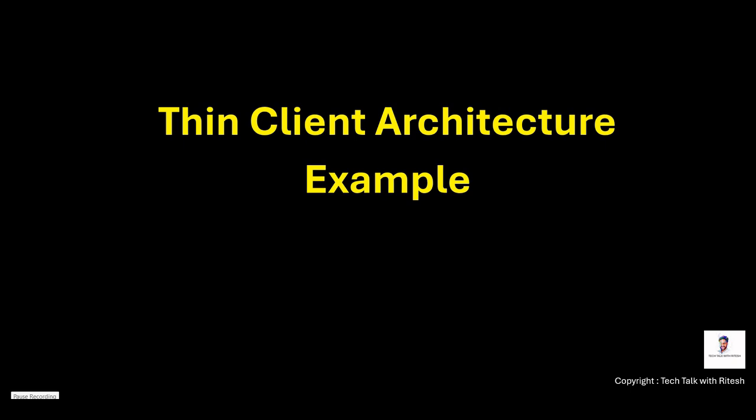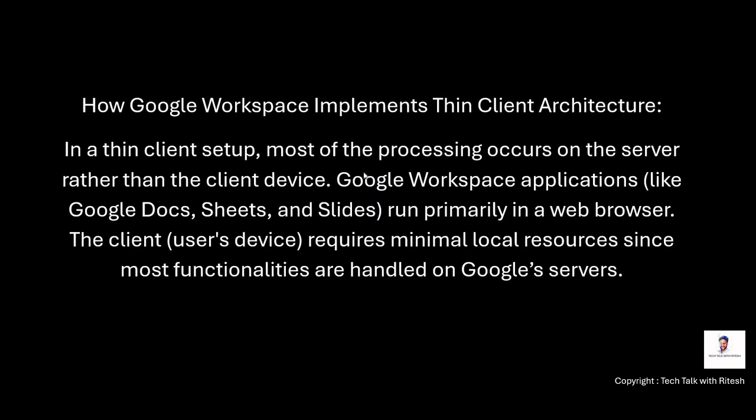Now let's understand thin client architecture with one example. So we all know how Google Workspace implements the thin architecture. Let's understand this. In a thin client setup, most of the processing occurs on the server rather than the client device. Google Workspace applications like Google Docs, Sheets or Slides run primarily in a web browser. The client, which is the user's device, requires minimal local resources, since most of the functionalities are rendered on Google server. So what we need is just a browser, we sign in and then we start using Google Docs, etc.